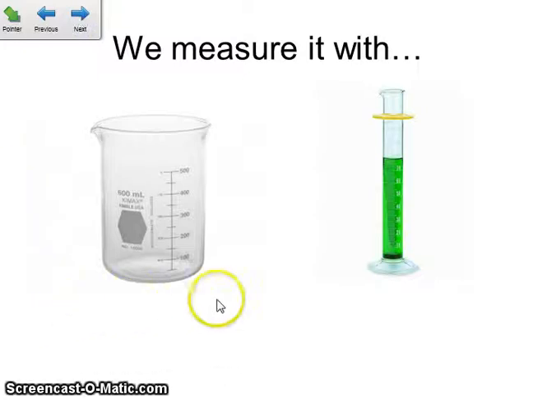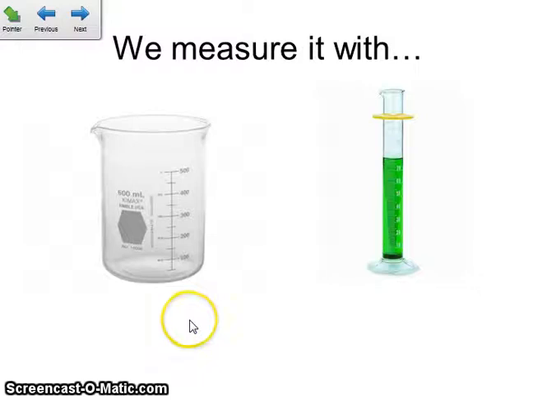We measure volume with a couple of different tools. We can measure volume with a beaker, which is shown here on the left, or a graduated cylinder, which is shown here on the right. Depending on how you want to measure your liquids will determine which one of these tools is going to be better for you. The beaker is not a very accurate measuring tool. So if you need about 100 milliliters of water, you could measure it with a beaker as long as you didn't need an exact 100 milliliters of water.